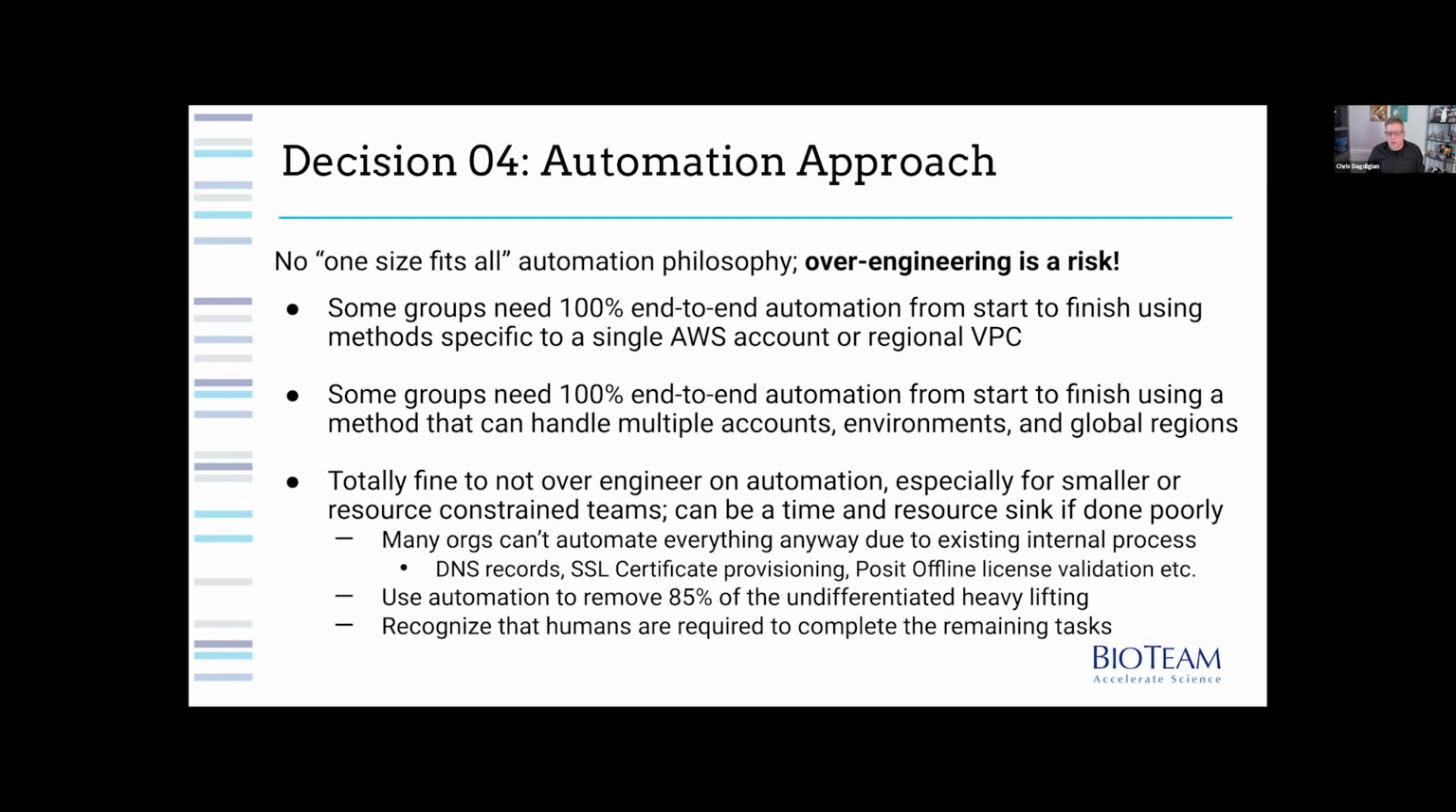over-engineering is a risk here. You don't necessarily need to build your automation to handle any Amazon account, any environment, in any global region if you're never going to run scientific computing workloads anywhere other than US East 1 or US West 2.